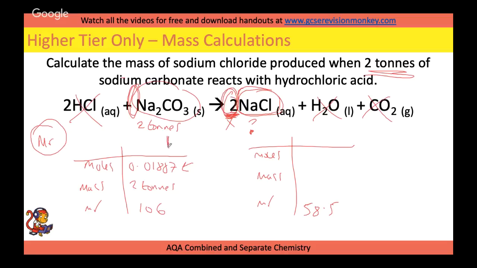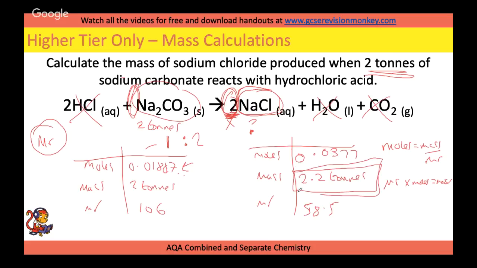The ratio of moles here is 1 sodium carbonate to 2 sodium chloride. So when we convert the moles over here, we need to double up because we've got a ratio of 1 to 2. So doubling this will give us 0.0377 moles. And then we rearrange our formula, moles equals mass over MR. If we rearrange that to MR times moles equals mass, we know to multiply these two together to get our answer of 2.2 tons. Now you could have done it in grams and then converted it back into tons. That's fine as well.